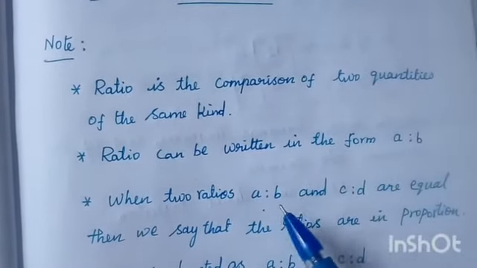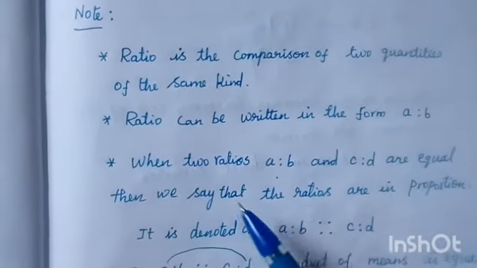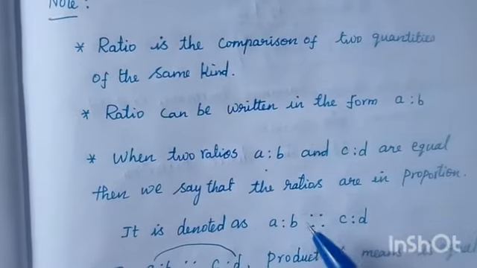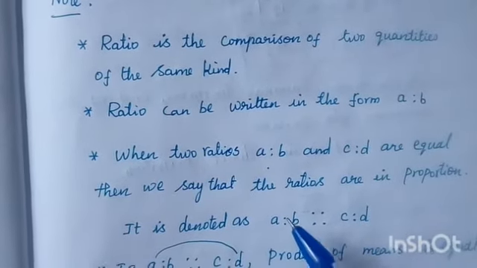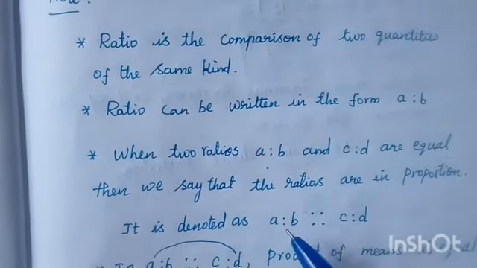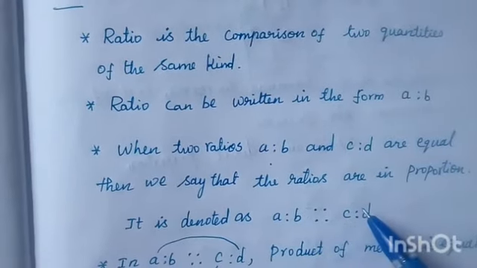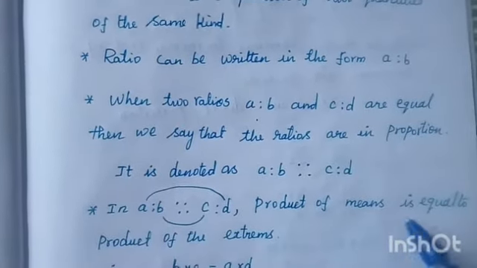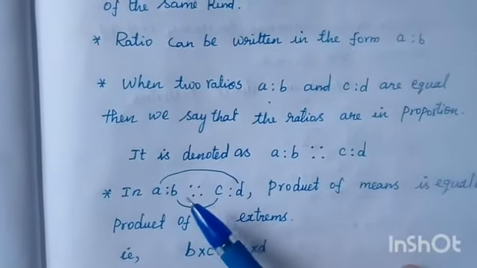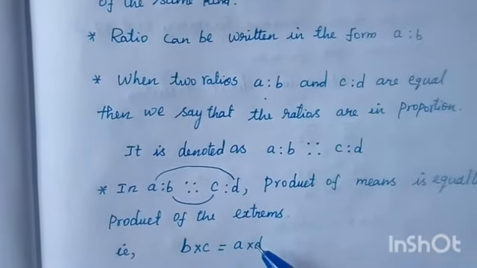When two ratios A is to B and C is to D are equal, then we say that the ratios are in proportion. It is denoted as A is to B, proportion to C is to D. Proportion means two ratios are equal. When these two ratios are equal, the product of means is equal to the product of extremes. Product of means is B into C, and product of extremes is A into D.